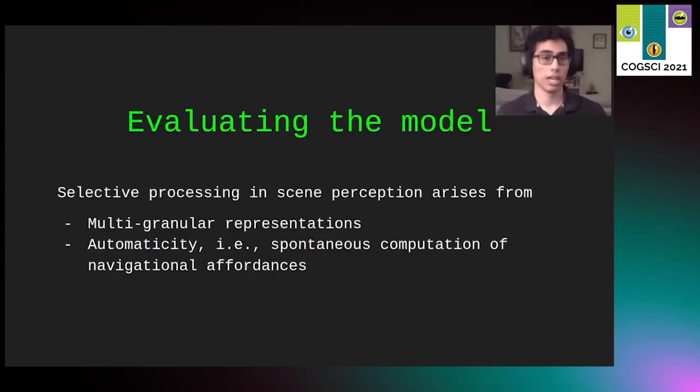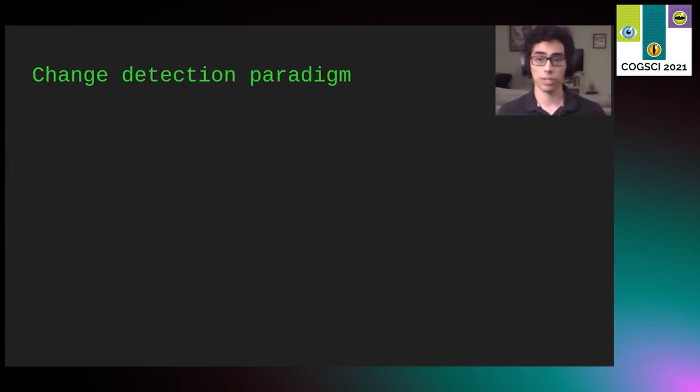Thank you, Yihan. This framework predicts that selective processing over multigranular geometry representations in scene perception arises from automatic or spontaneous computation of navigational affordances during passive viewing. We're going to test this framework in a psychophysics experiment that will provide us an objective measure of human performance.